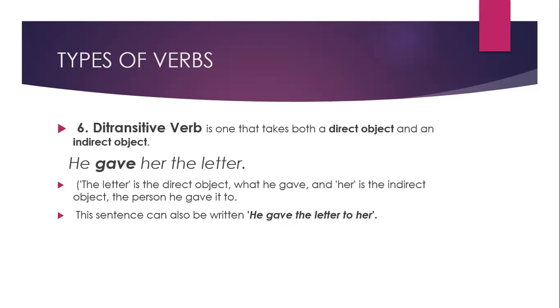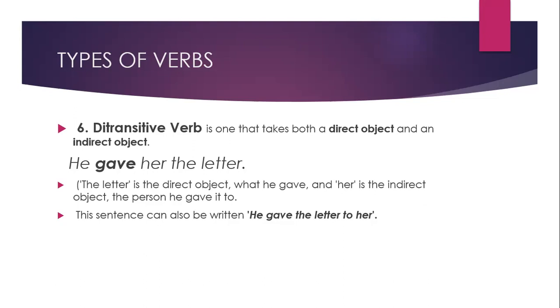So let's see an example. He gave her the letter. Now, what is a direct object? Who are we talking about? Who received the action of the verb? Her. So her is a direct object. Okay. What did she receive? The letter. So the letter becomes the indirect object. He gave the letter, but he gave her the letter. Her is a direct object, the letter is the indirect object. Because there are two objects following the verb gave in this example, we will say that the verb gave is a ditransitive verb.